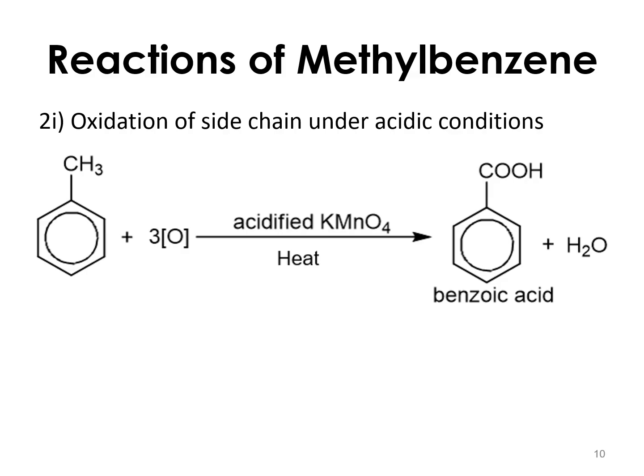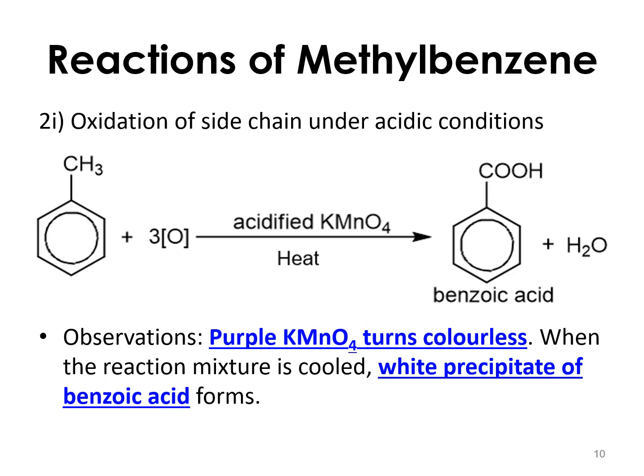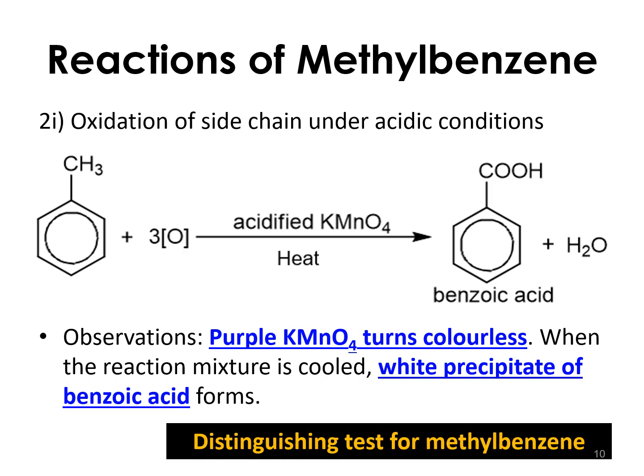Observations. I trust you know your KMnO4 very well, which has an intense purple color. So when the oxidation reaction happens, the purple KMnO4 will turn colorless. When the reaction mixture is cooled, a white PPT of benzoic acid forms. This becomes a distinguishing test for methylbenzene, because not only does oxidation occur, but upon cooling, white PPT also appears, which is a clear sign that benzoic acid has been formed as a result.